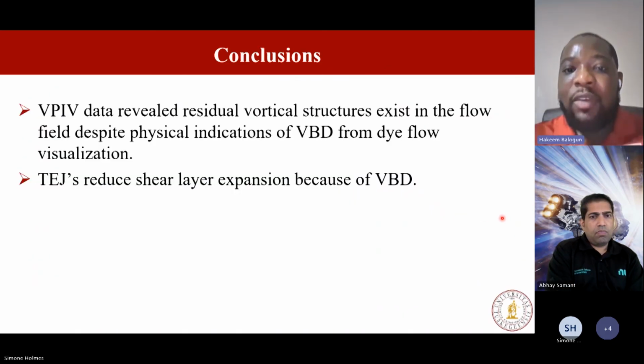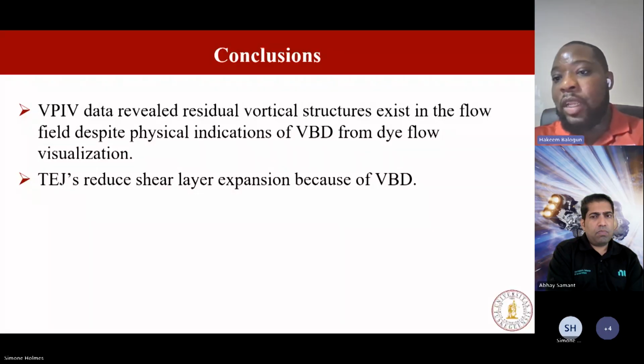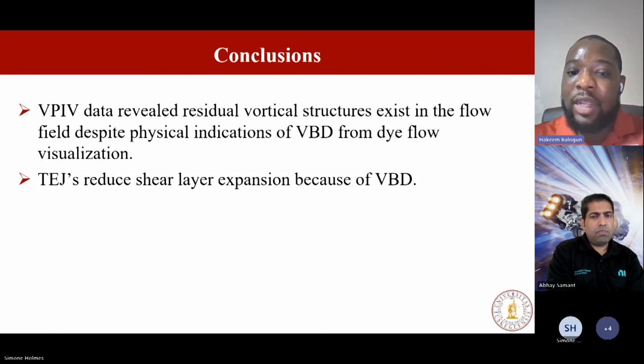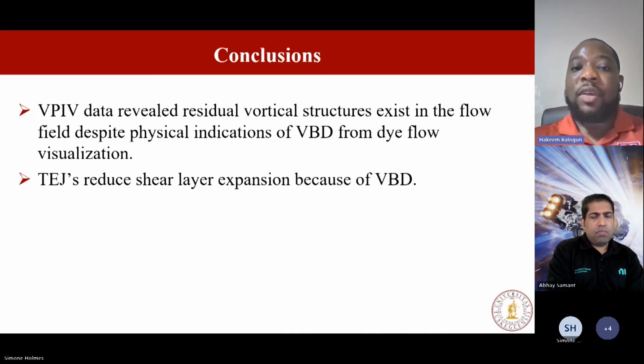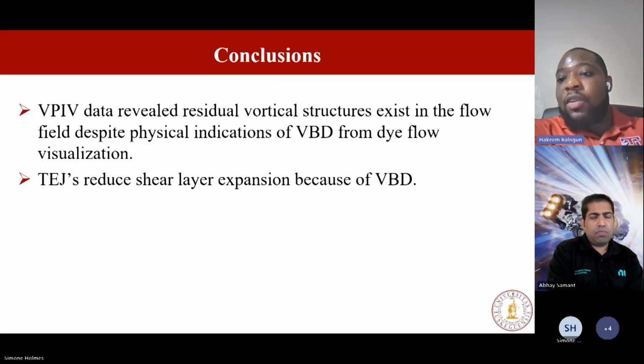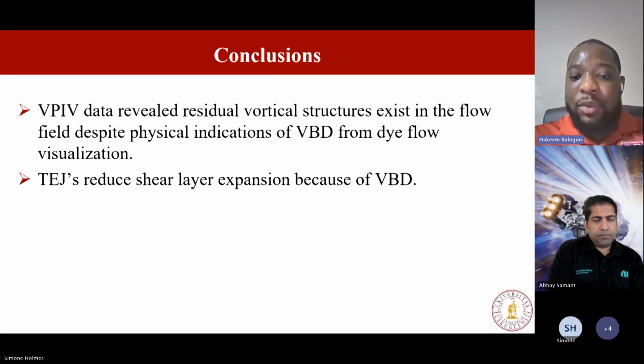So just some conclusions. Particle image velocimetry data can reveal residual vortical structures in the flow field, despite physical indications of vortex breakdown that you might see from dye flow visualization or smoke flow visualization or any type of flow visualization that you might use. And trailing edge jets reduce shear layer expansion because of vortex breakdown. Trailing edge jets also can influence the flow field despite vortex breakdown being pronounced, especially near the nose of the airplane or the delta wing.